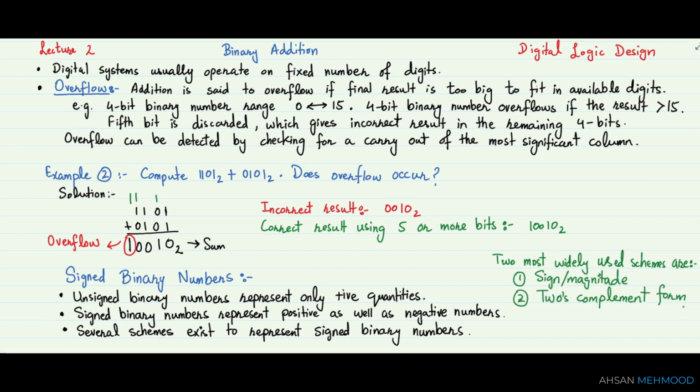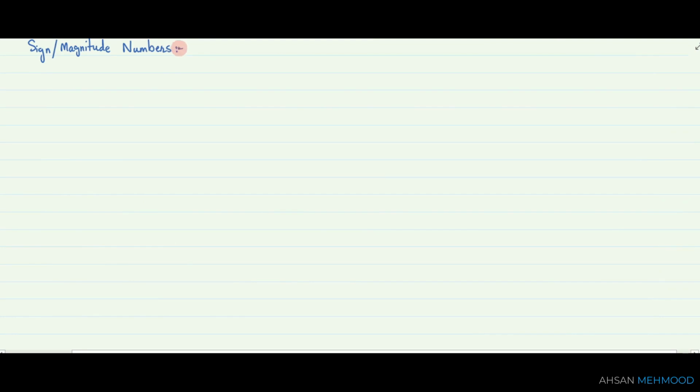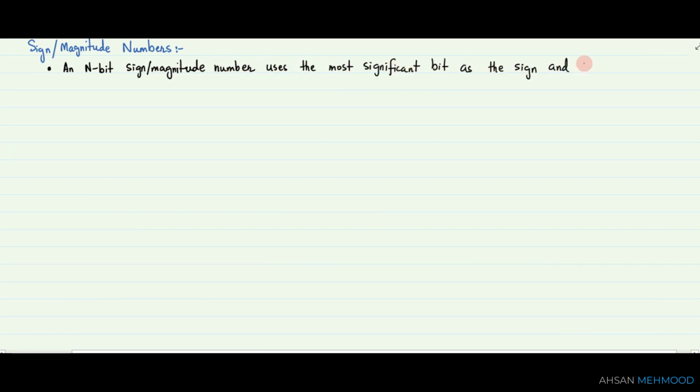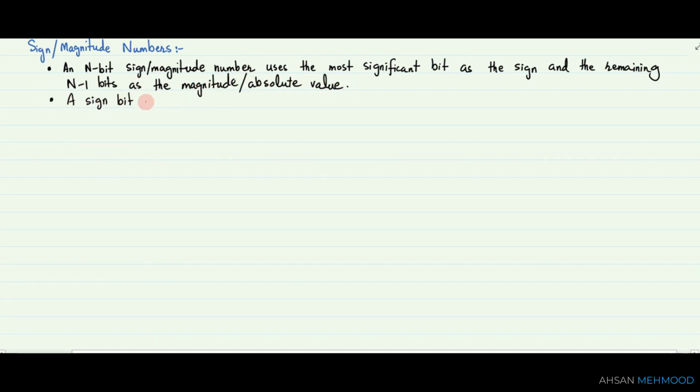First, we will go through sign magnitude form. In sign magnitude form, numbers are intuitively appealing because they match our custom of writing negative numbers with a minus sign followed by the magnitude. An n-bit sign magnitude number uses the most significant bit as the sign and the remaining n-1 bits as the magnitude or absolute value. A sign bit of 0 indicates positive and a sign bit of 1 indicates negative.